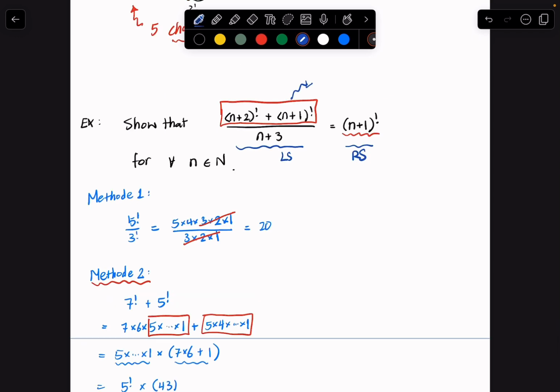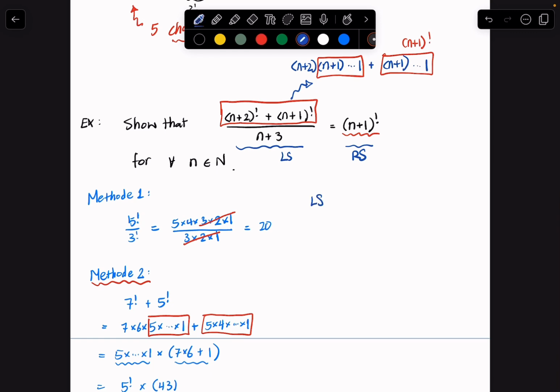So first of all, let's try to expand the factorial. n plus 2 factorial will just be n plus 2 times n plus 1 times ... and the last one should be 1. And we have our n plus 1 factorial, which is the same thing. We notice that both of them have the common part n plus 1 times n and until 1, which is basically n plus 1 factorial. So I can definitely factor out this thing first.